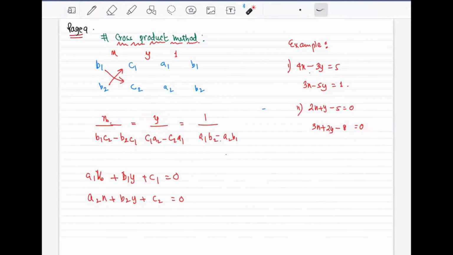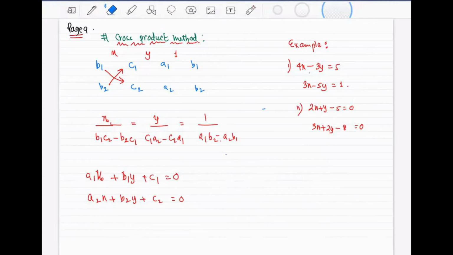Okay. If you get confused, it's okay. I'm going to demonstrate it just by using these two examples right here. But first of all, you have to remember that in looking at the two given equations, they are supposed to look like this. That means we don't want the constant term on the right hand side. Everything else, the term containing x, the term containing y, the constant term, is supposed to be on the left hand side. Only then will we be able to solve using this cross product method, okay? Then let's begin.